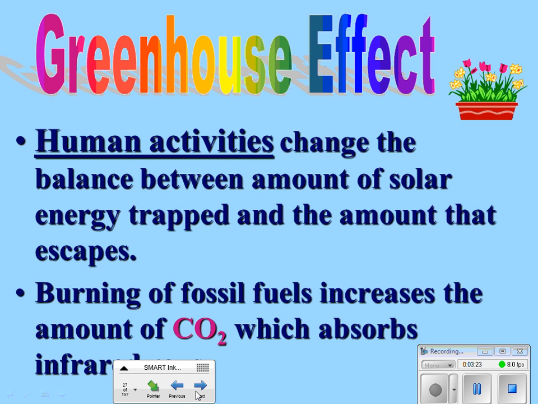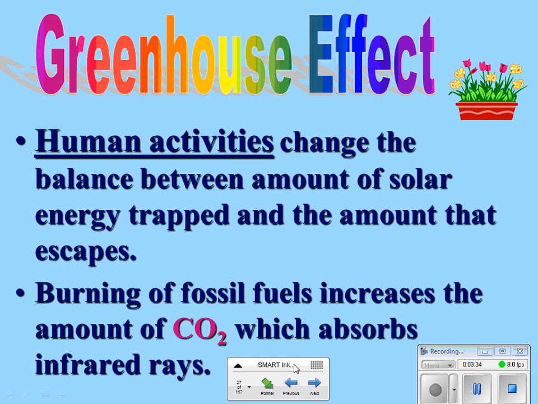So a lot of human activities change the balance between the amount of solar energy trapped and the amount that escapes. The burning of fossil fuels increases the amount of carbon dioxide, which absorbs the infrared rays. So the more carbon dioxide we have from the burning of fossil fuels, which would be automobile exhaust and things like that, that helps to absorb the radiation, which again insulates the Earth and keeps us hotter.